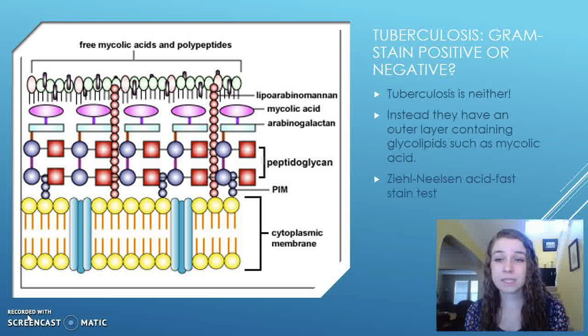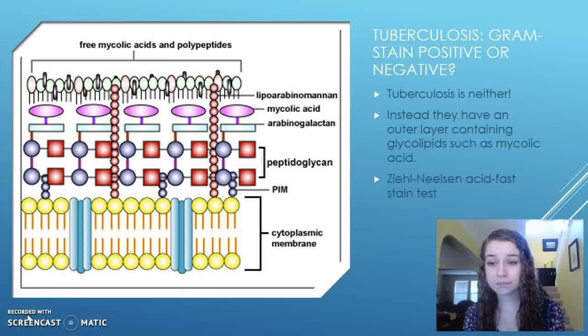Tuberculosis is neither Gram-stain negative nor positive. This is because it's an acid-fast bacterium. It has a thick outer layer that is unlike other bacteria. This is why it can't be detected in Gram-stain testing, because it has glycolipids such as mycolic acid that do not retain the violet dye. Instead, the test that they use to determine whether it is an acid-fast bacterium is called the Ziehl-Neelsen acid-fast stain test.